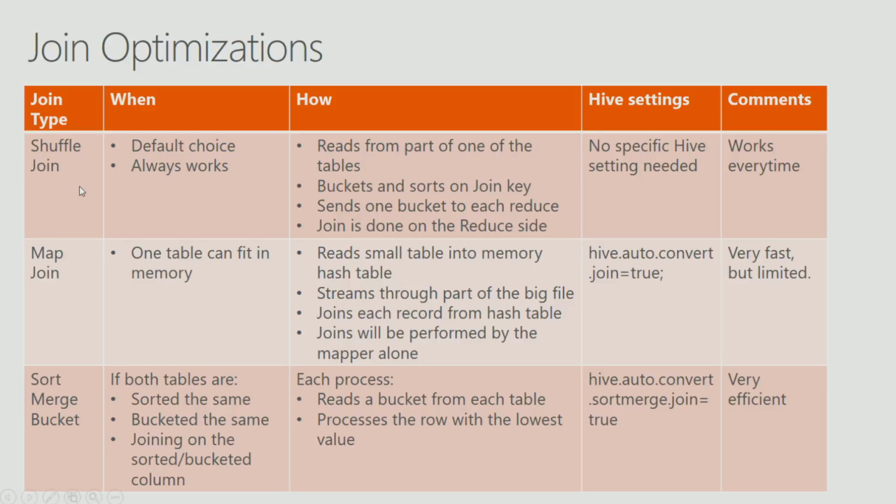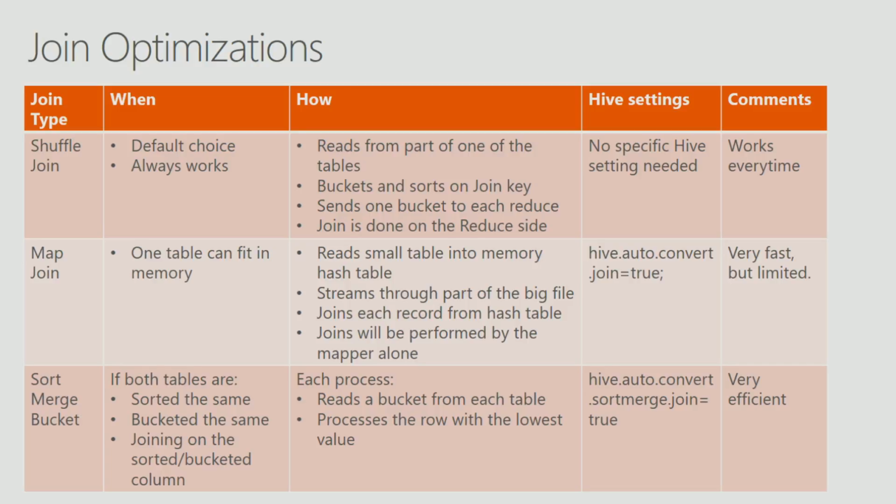So shuffle join is the default choice. If you start up your cluster and don't pick a join, this is most likely what will be picked. It always works, and it works the way I explained it, right? So you read from one of the tables, you bucket and sort on the join key, and then you use a reducer where the join is done. There is no Hive setting needed. It works most of the time.